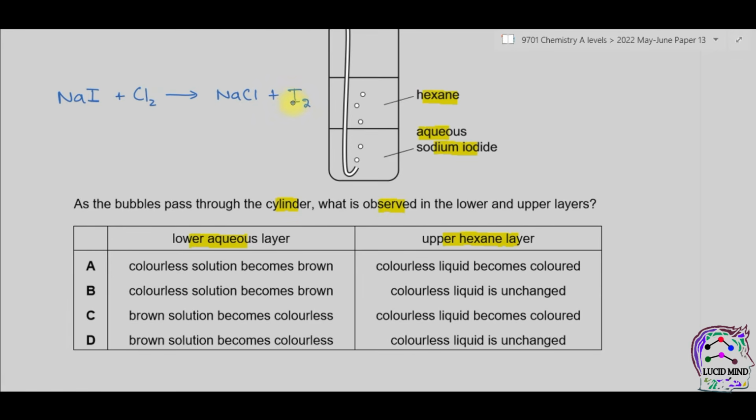Now the color of iodine is brown. It means that brown iodine is going to be formed here. Then this iodine can also dissolve in this layer. So we have the hexane layer. So in the lower aqueous layer, the colorless solution becomes brown. This is because iodine is being produced. And then in the upper hexane layer, the colorless liquid becomes colored. When iodine dissolves in hexane, the hexane is also going to be colored. So the correct answer is A.